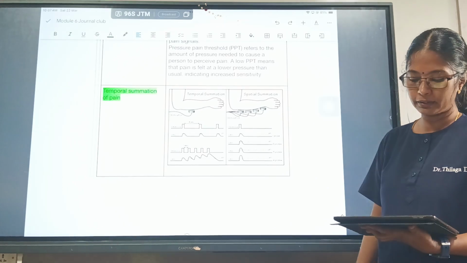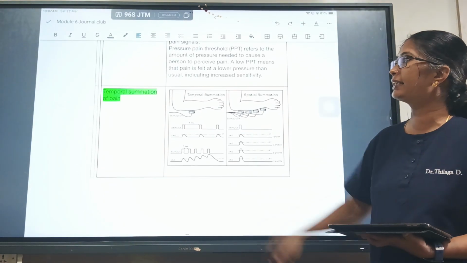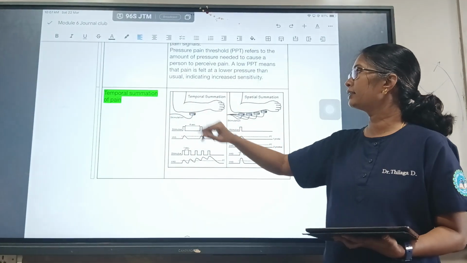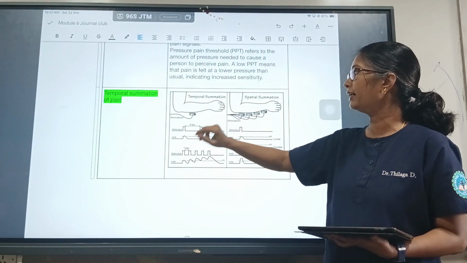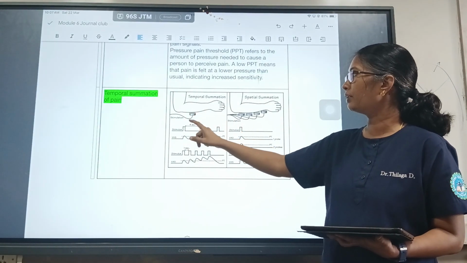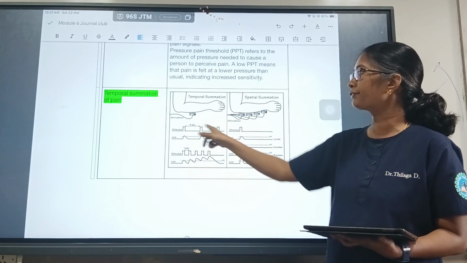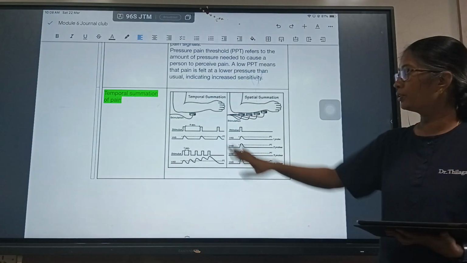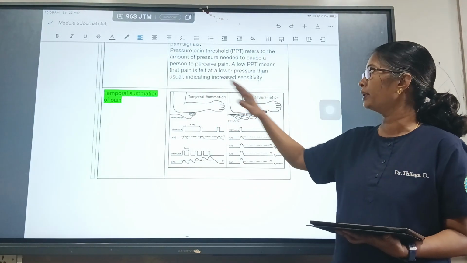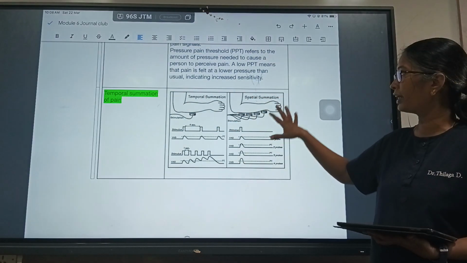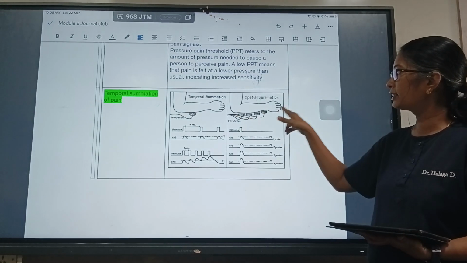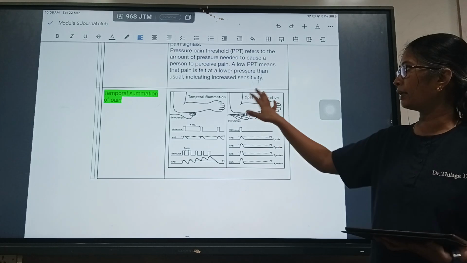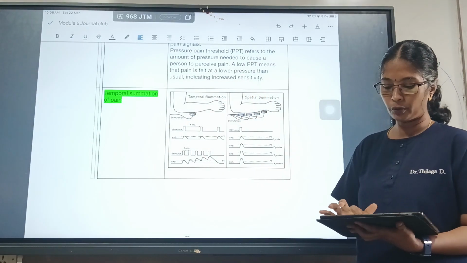And temporal summation of pain is also one criterion they have used in this study. What is temporal summation? You can see a stimulus is given in one area at different intervals of time. Here it is 4 seconds, here it is 1 second, and from that they calculate the VAS score. So this is temporal summation, which is time. Spatial summation is the location. We have multiple sensors and they are stimulated at the same time, where we can see the VAS scoring. So this is spatial summation and this is temporal summation.